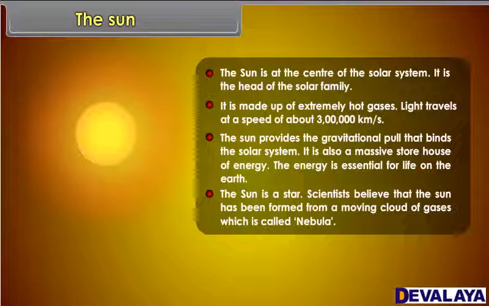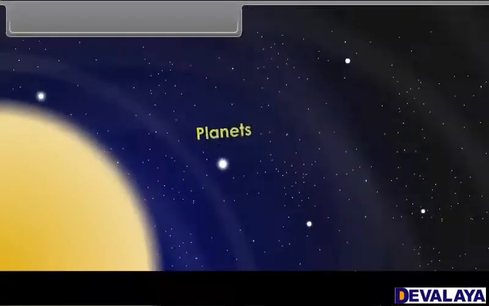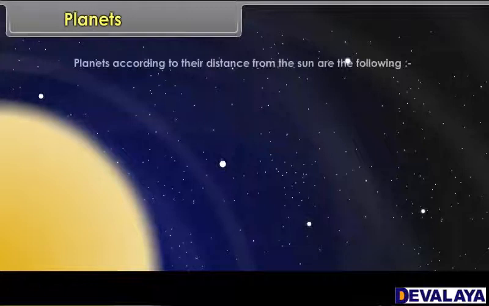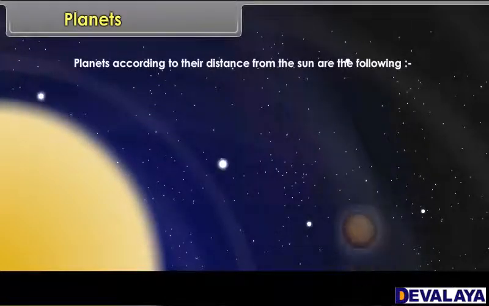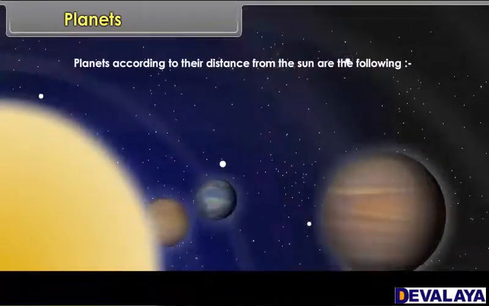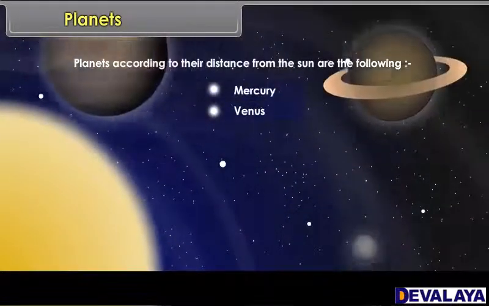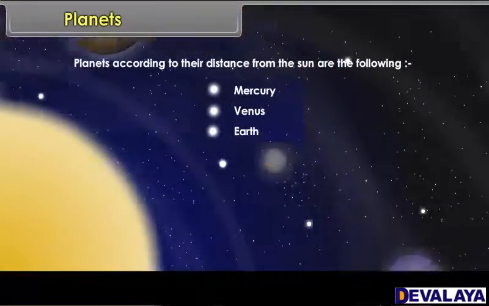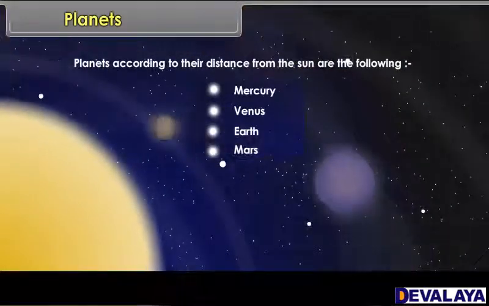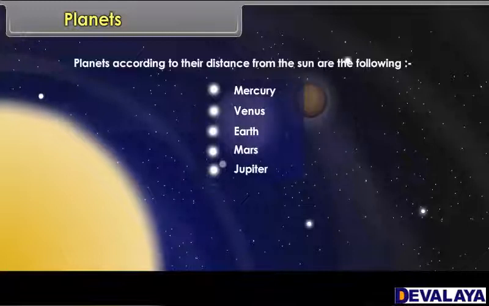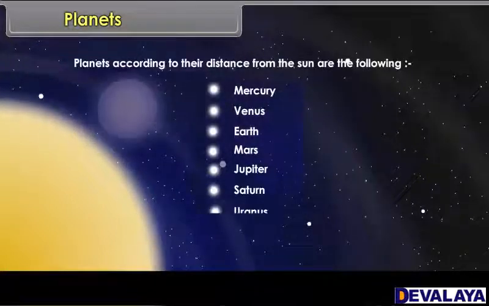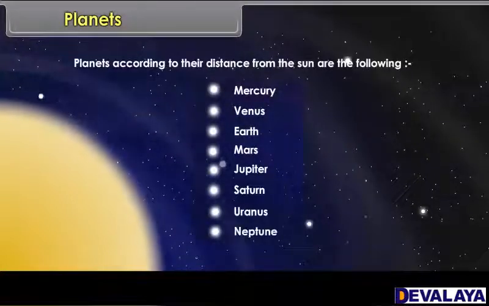Scientists believe that the Sun has been formed from a moving cloud of gases, which is called nebula. Planets. Planets, according to their distance from the Sun, are the following: Mercury, Venus, Earth, Mars, Jupiter, Saturn, Uranus, Neptune.